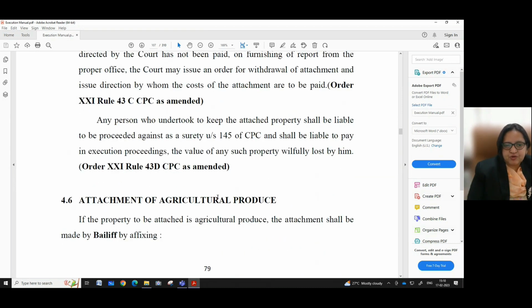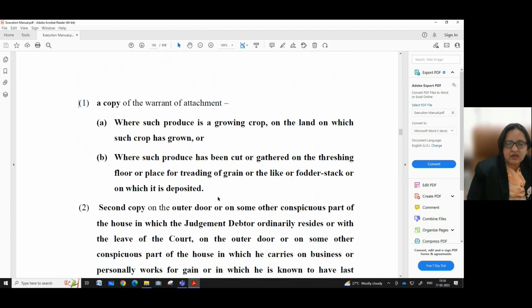Attachment of agricultural produce. If the property to be attached is agricultural produce, the attachment shall be made by bailiff by affixing a copy of warrant of attachment where such produce is a growing crop on the land on which such crop has grown, or where such produce has been cut or gathered on the threshing floor or place for treading of grain, or the like or fodder stack, or on which it is deposited.